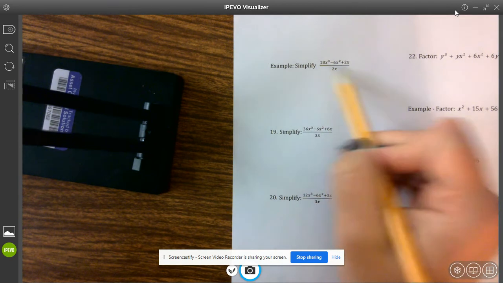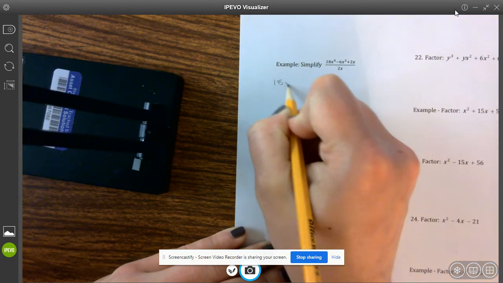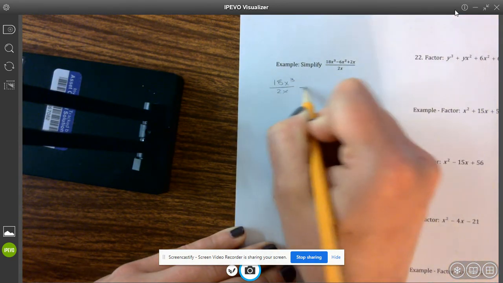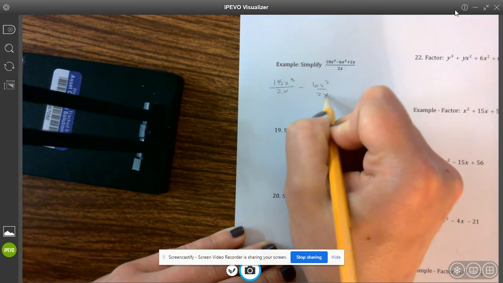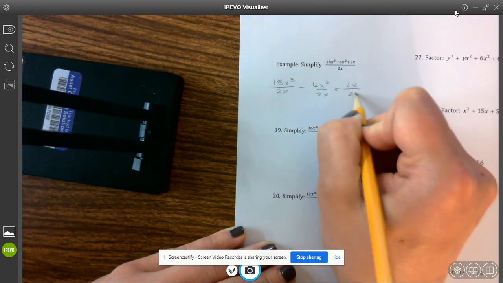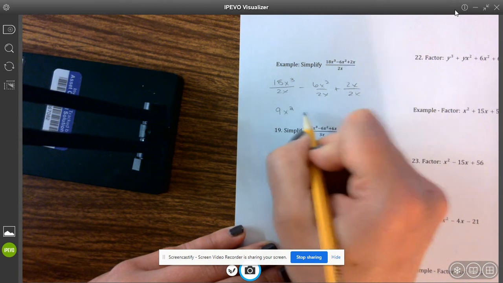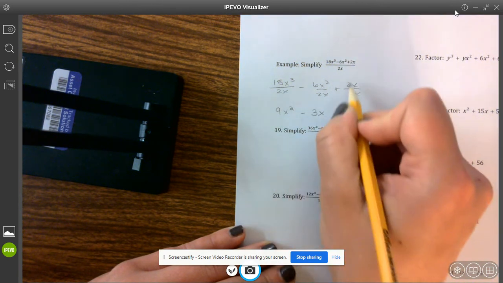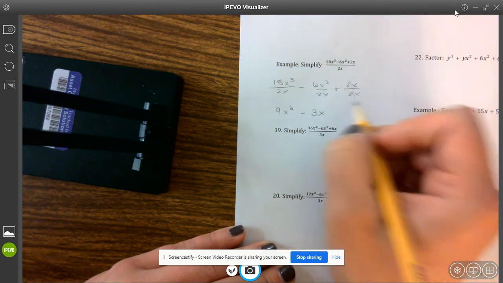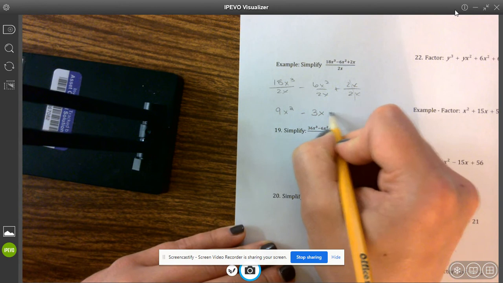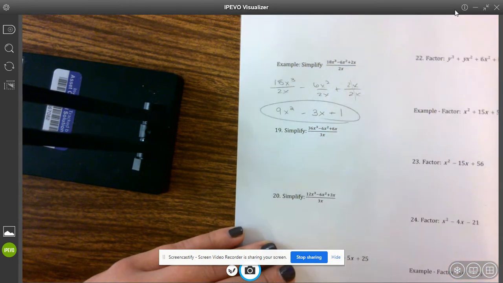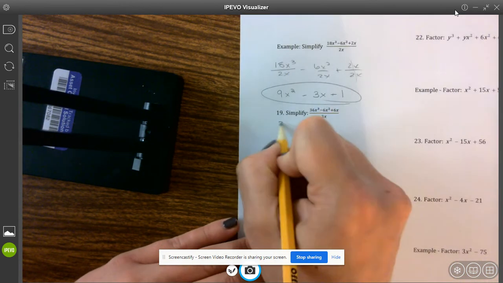Okay, this 2x can go into each part. So 18x cubed over 2x minus 6x squared over 2x plus 2x over 2x. What's that going to give me? 18 divided by 2 is 9. There's 2x's left. Minus 3, there's 1x left. And anything divided by itself isn't 0. It doesn't cancel. It actually simplifies to a 1. You try the next one.